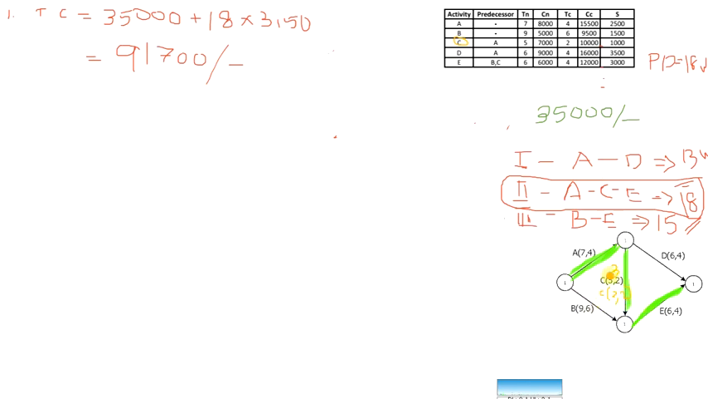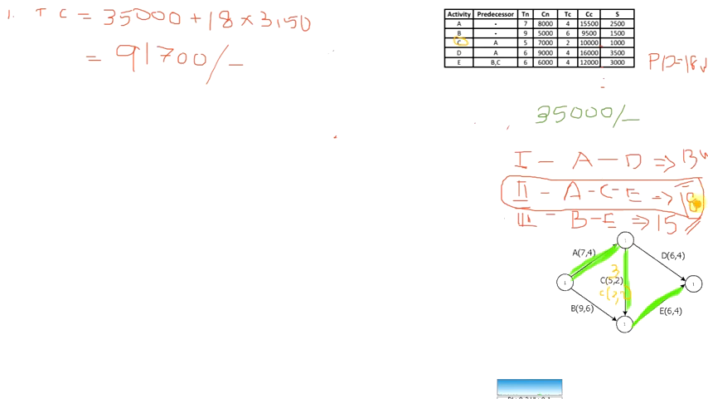So now this cannot be crashed further because a minimum of 2 weeks is needed. There is no float or slack, so there must be a minimum of 2 weeks. Below that it is not possible to complete that activity. So here what we are going to do is crash C by 3 weeks at a time. So the total project duration will be reduced by 3 weeks.